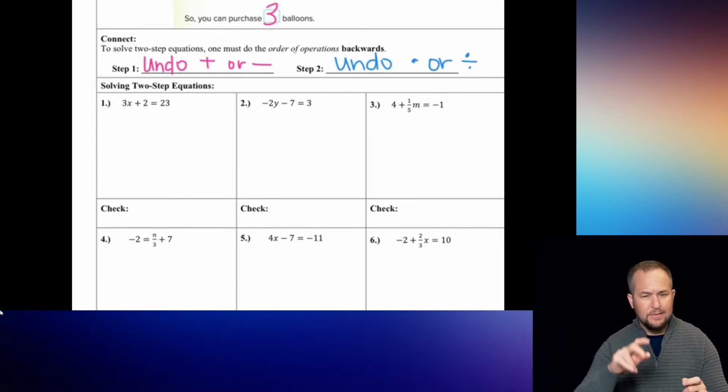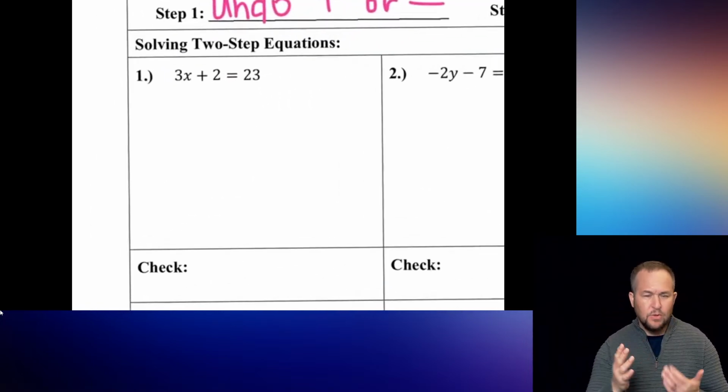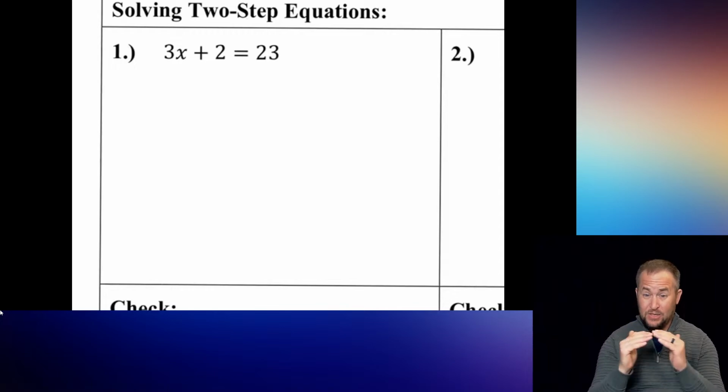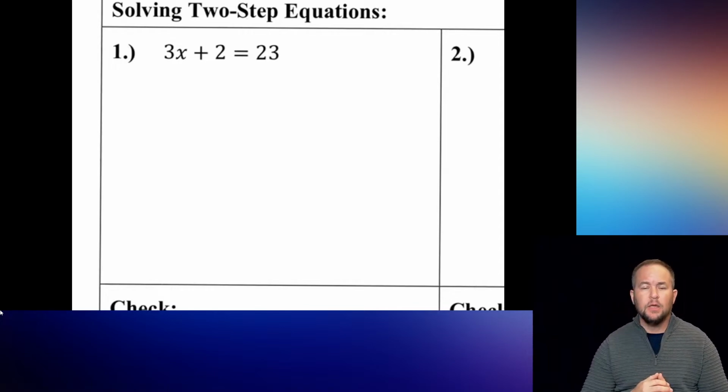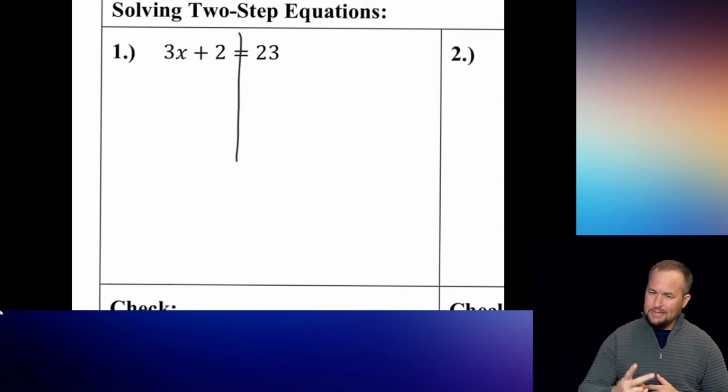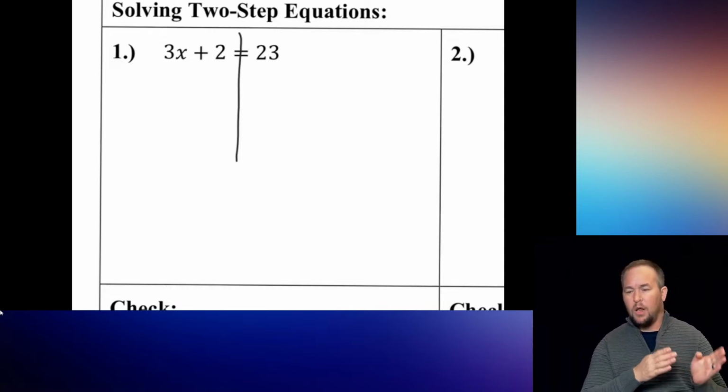So for solving two-step equations, we're going to do the same thing as we did for one-step equations. Whenever you see your equal sign, I always start by drawing that line down. Do you have to draw this line down the equal sign? No, but I just like being able to see what I need to do to one side. That way I can also do it on the other side.